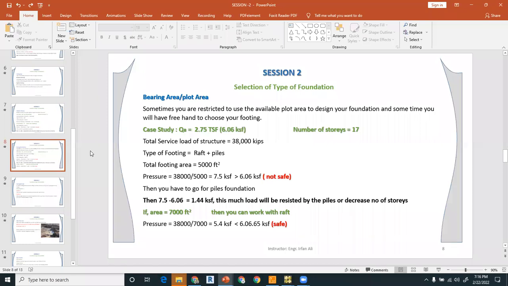Okay. So this is how the bearing area will affect the type of foundation. If you can increase the bearing area, you can come from the piles back to the raft again, right?